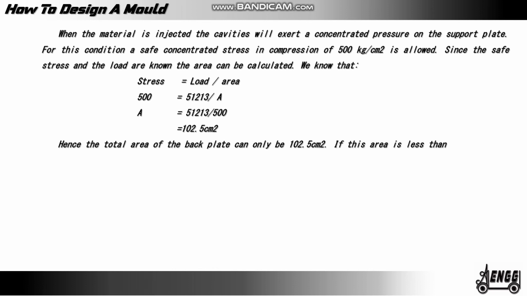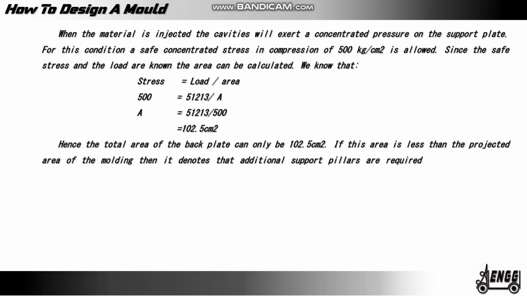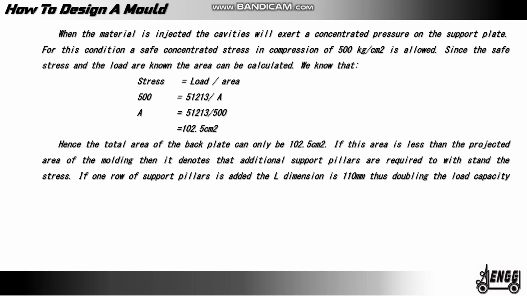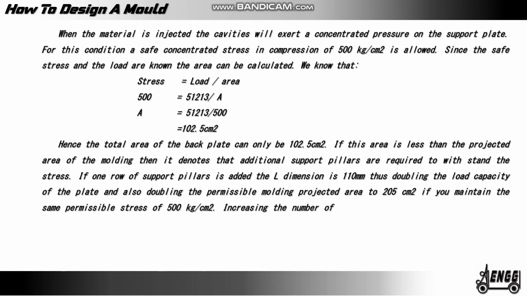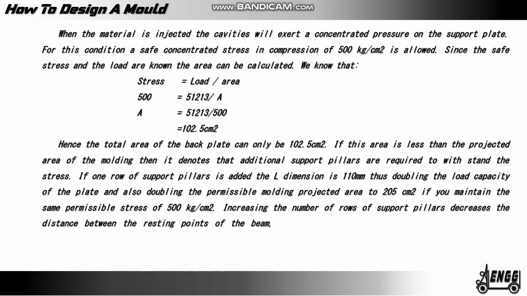If this area is less than the projected area of the molding, then it denotes that additional support pillars are required to withstand the stress. If one row of support pillars is added, the L dimension is 110 mm, thus doubling the load capacity of the plate and also doubling the permissible molding projected area to 205 cm square. If you maintain the same permissible stress of 500 kg per centimeter square, increasing the number of rows of support pillars decreases the distance between the resting points of the beam, thereby increasing the area of the concentrated pressure of cavities. Approximate values of allowable stresses for steels are given below.